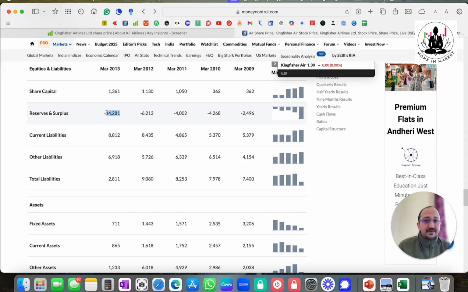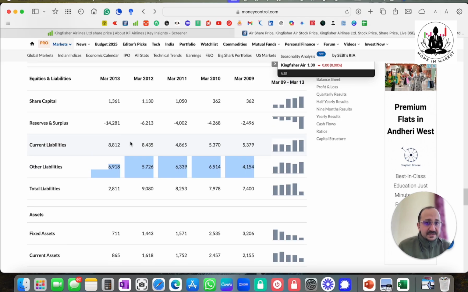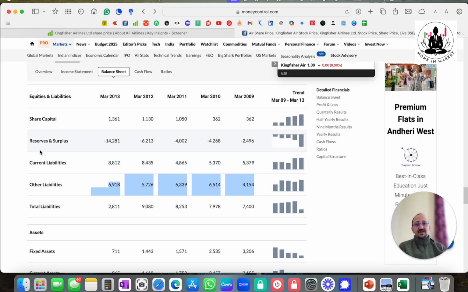On the contrary, it was different. Over here, it was in negative and it was very, very less. And loan was increasing throughout. So this is a very important criteria, debt to equity ratio. So in this balance sheet, this is for Kingfisher. All the things were bad.